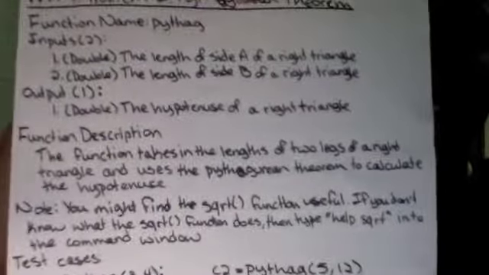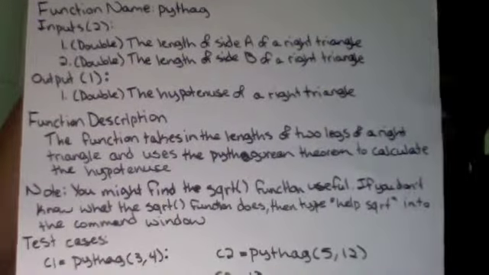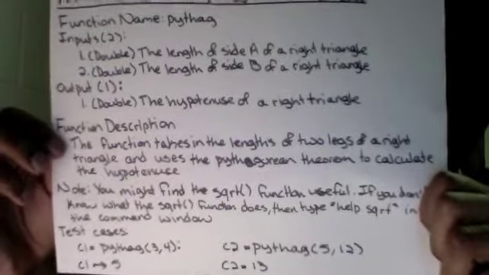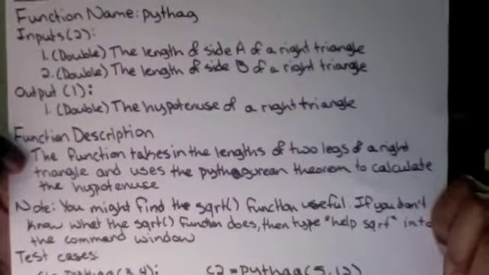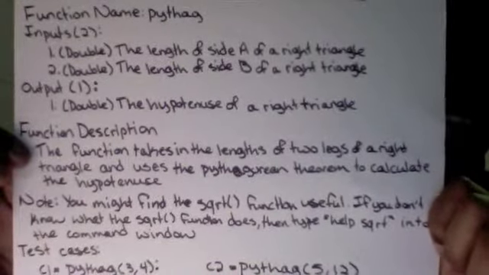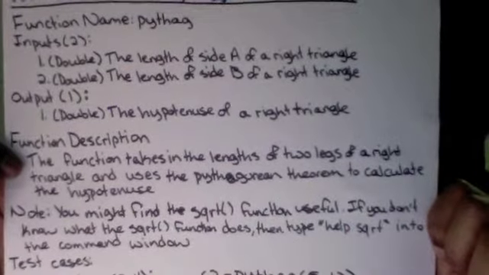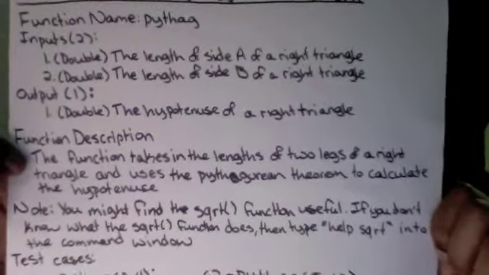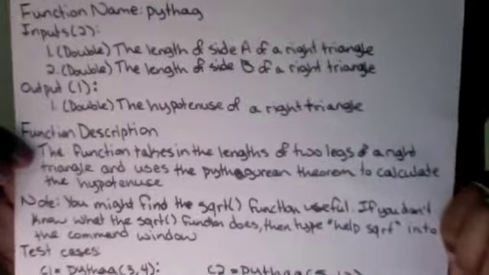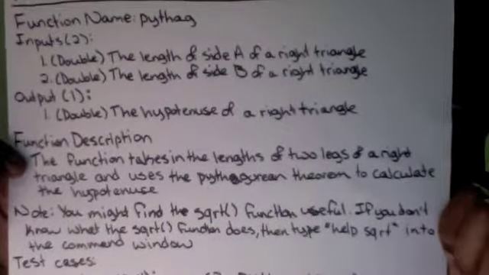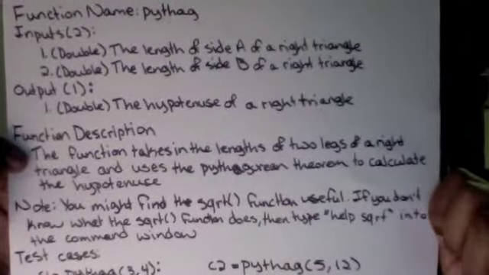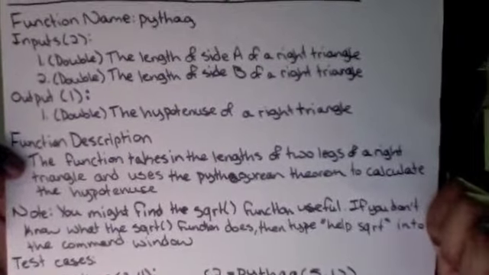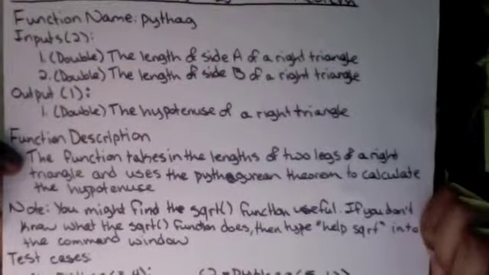The description that they give is that the function will take in the lengths of two legs of a right triangle and use the Pythagorean theorem to calculate the hypotenuse. They've added a note at the end that you might find the square root function useful, and if you don't know what the square root function does, then simply type help sqrt into the command window and it'll come up with an exact explanation of what the square root function does and how to use it in MATLAB. As with all of these, they have two test cases to make sure that the function you write in the end is the correct function.